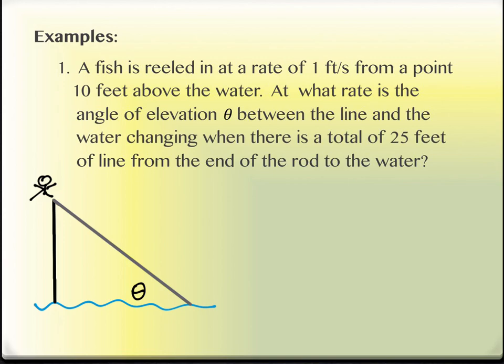What shape did I draw? It's a triangle, and we know lots of things about triangles. So let's talk about what we know about triangles. You probably know the Pythagorean theorem, right? A squared plus b squared equals c squared.